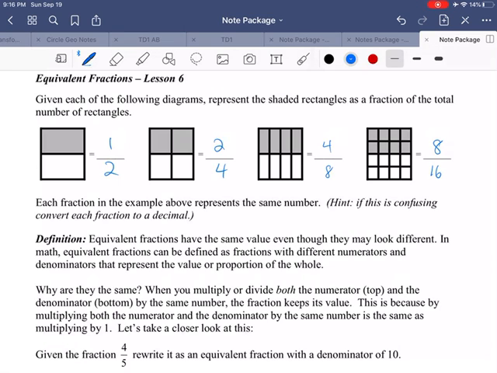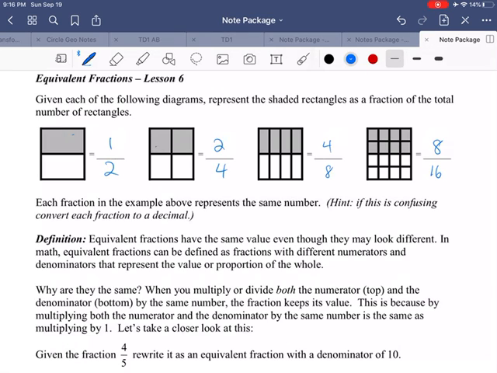Now, if you look at the size of each shape, it's actually the same size shape. So whether you eat this half, or you eat those 2, or you eat those 4 pieces of cake, or you eat those 8 pieces of cake, you're still eating the same amount of cake. And I wish I had some cake right now. So each fraction in the example above represents the same number.